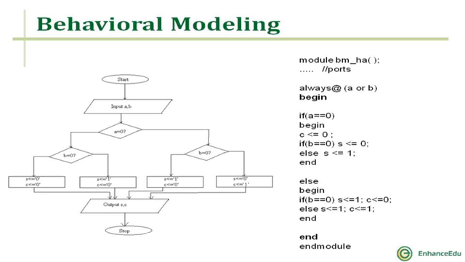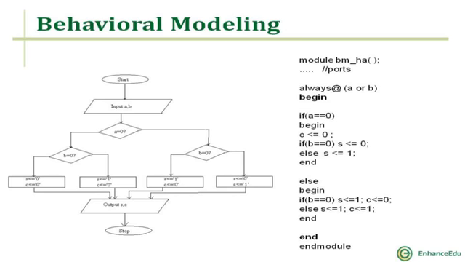Now coming to the behavioral style of modeling, we basically model the entire system in the form of a flowchart, where we start at a point and then input the 2 data A and B, and then see if one input is equal to 0. If one input is equal to 0, we check whether the other input is equal to 0 or not. If the other input is also equal to 0, then we have the 4 combinations: sum is 0, carry is 1, sum is 0, carry is 0, sum is 1, carry is 0, sum is 1, sum is 0, carry is 1, and then finally you output S and C together.